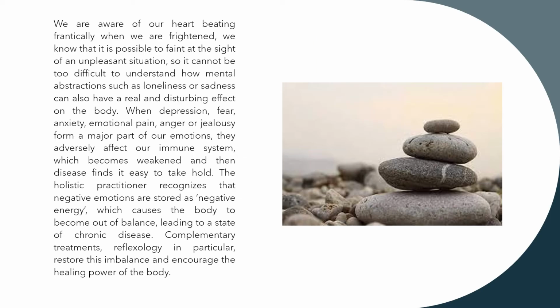We as human beings are aware of our heart beating frantically when we are frightened. We know that it is possible to faint at the sight of an unpleasant situation, so it cannot be too difficult to understand how mental abstractions such as loneliness or sadness can also have a real and disturbing effect on the body. When depression, fear, anxiety, emotional pain, anger, or jealousy form a major part of our emotions, they adversely affect our immune system, which becomes weakened, and then disease finds it easy to take hold.